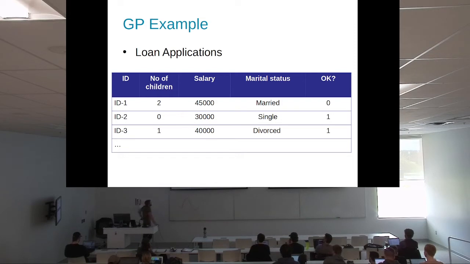The data I have on them is the number of children they have, their salary, maybe their household status, like married, single, divorced, and then a last column which is: should they get a loan or not? Should we give them approval or not? You look at this, and your first thought might be, yeah, we could use machine learning for that, right?